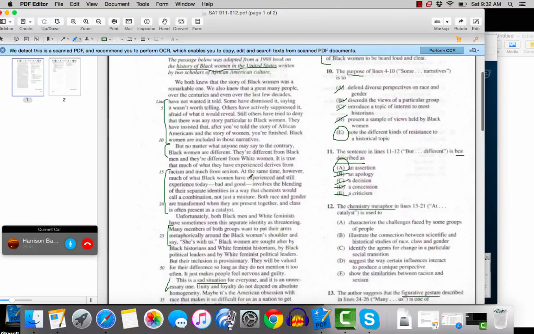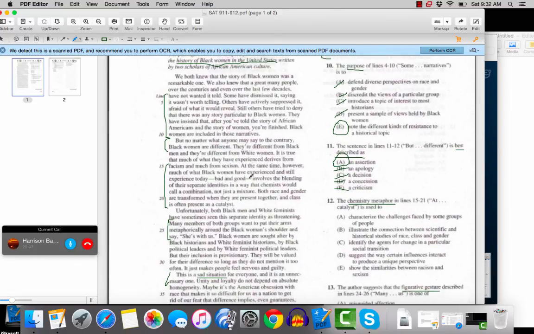Let's see. At the same time, however, much of what black women have experienced and still experience today, bad and good, involves the blending of their separate identities in a way that chemists would call a combination, not just a mixture. Both race and gender are transformed when they're present together, and class is often present as a catalyst. Okay, that's kind of complex. So let's read that one more time. So what is this chemistry metaphor used to do here?